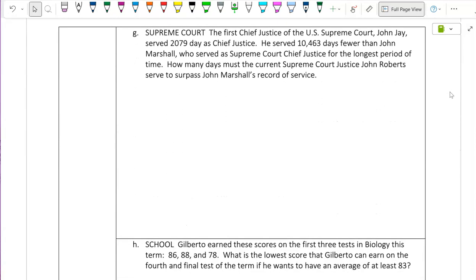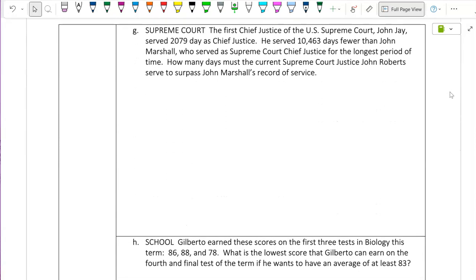All right, so our first one, Supreme Court. The first Chief Justice of the U.S. Supreme Court, John Jay, served 2,079 days as Chief Justice. He served 10,460 days, 63 days fewer than John Marshall, who served as Supreme Court Chief Justice for the longest period of time. How many days must the current Supreme Court Justice, John Roberts, serve to surpass John Marshall's record of service?